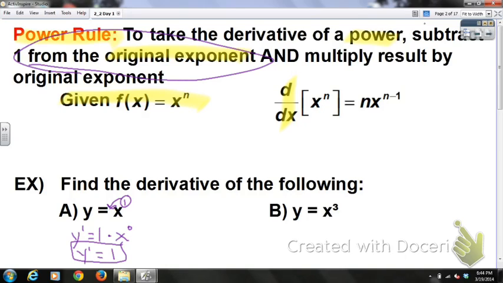Let's take a look at our next example. Y equals x to the third power. We're going to take the 3 and multiply it out front, so y prime is going to equal 3 times x to the, we're now going to take our original power, which was 3, subtract 1 from it, and it's going to be 2. So our derivative, y prime, is equal to 3x squared.